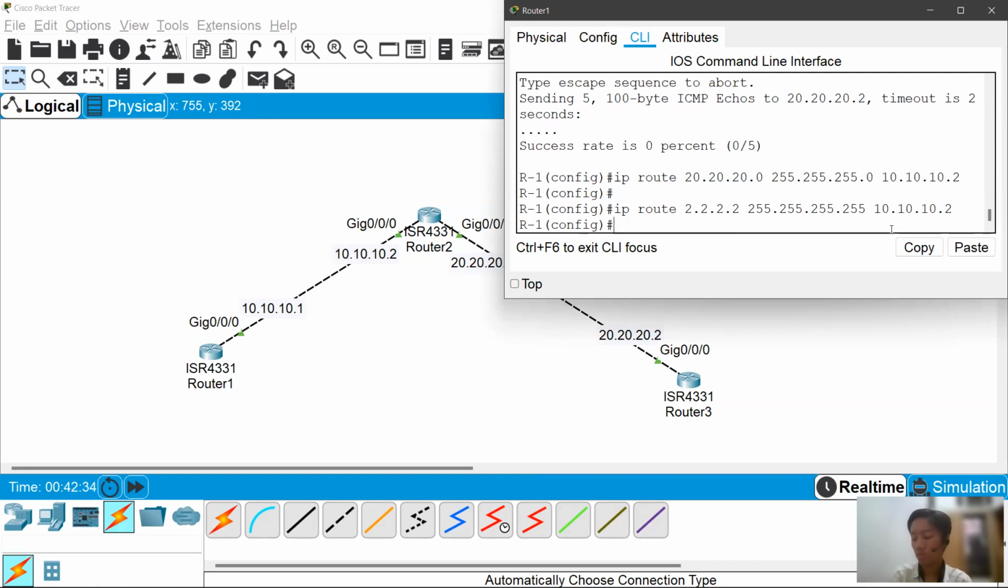Okay, in this configuration, if you make a mistake in one configuration or one IP, the static routing will not work. Okay, IP route again. IP route the loopback in router 3. Don't forget the subnet mask and gateway.